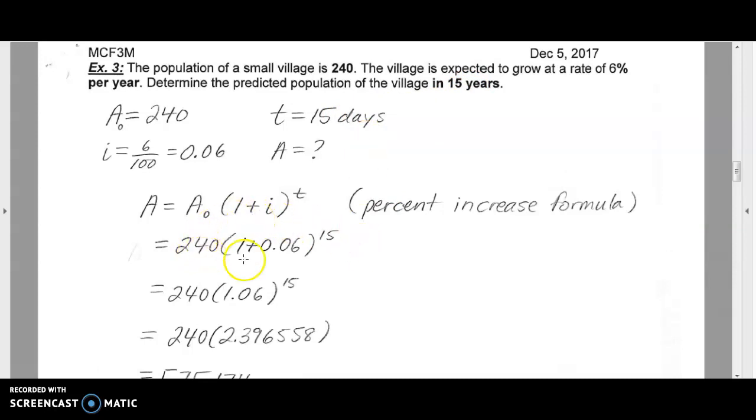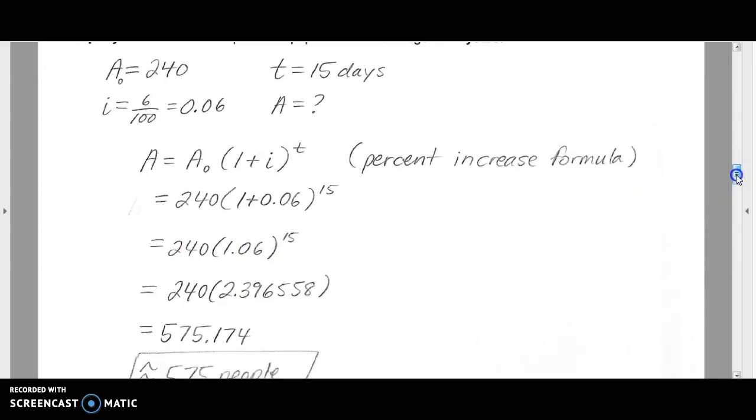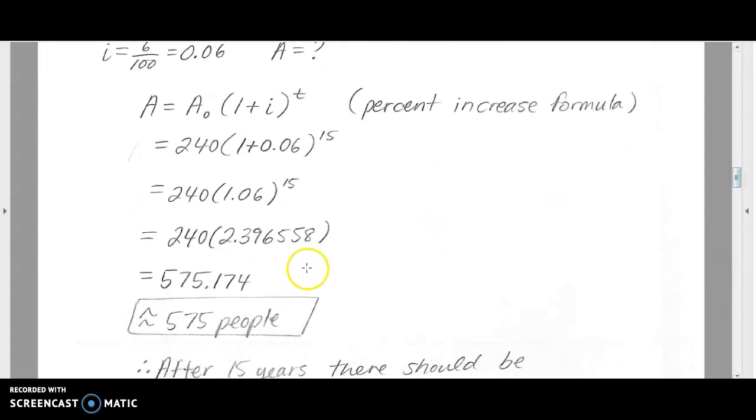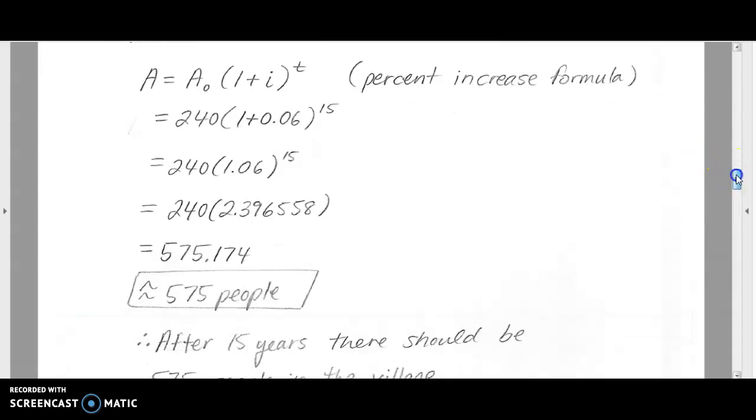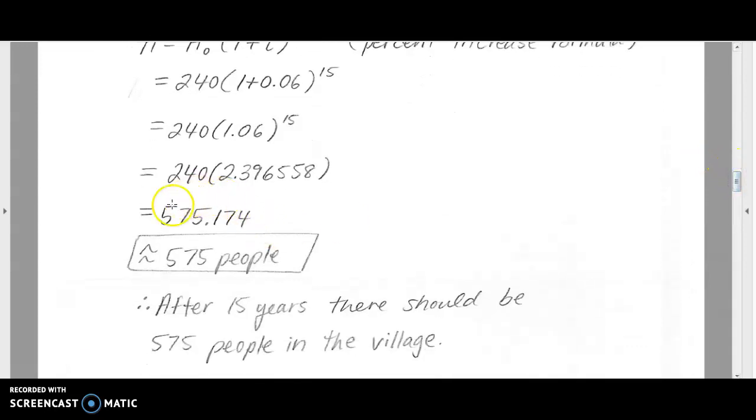So we plug in all of our numbers, go ahead and solve, and remember again, do 1.06 to the power of 15 first, then multiply by 240. That will tell us that we'll have approximately 575 people in the village after 15 years. Round this to the nearest whole number because we can't have a point something of a person.